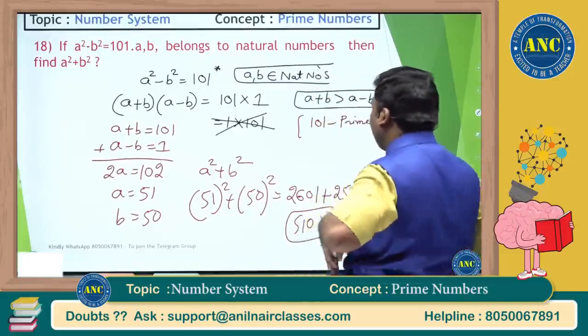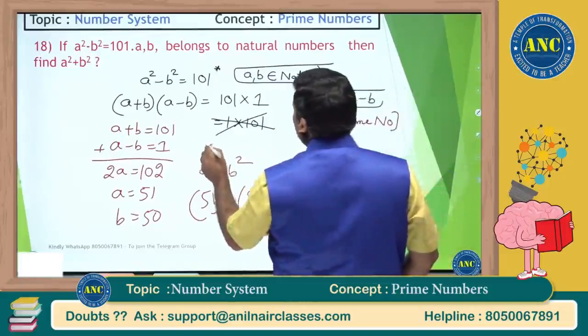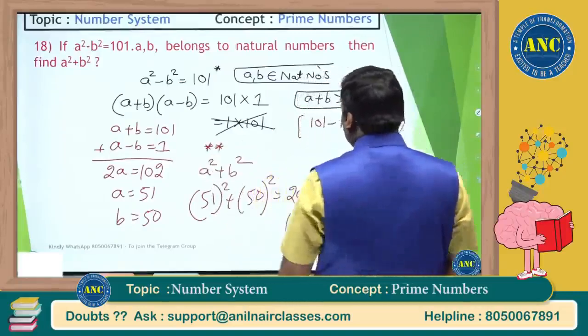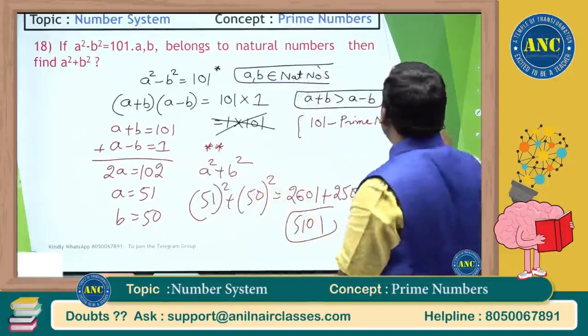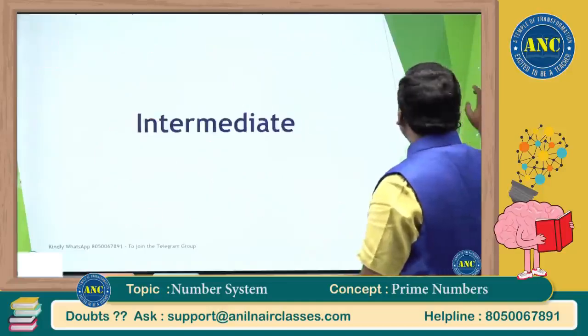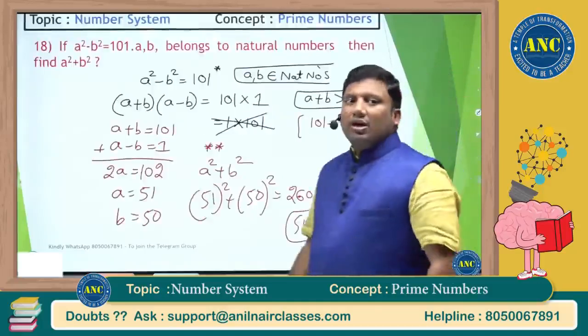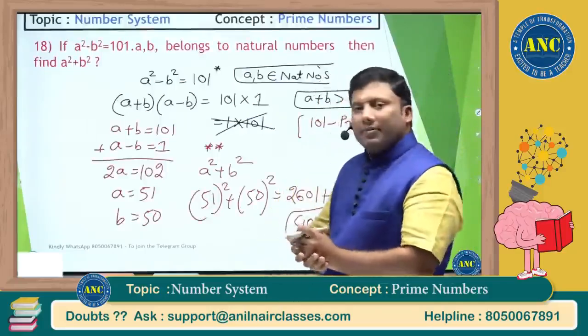A square plus B square is 51 square plus 50 square. Idea clear? 18th one, very easy question. I hope the idea is clear.